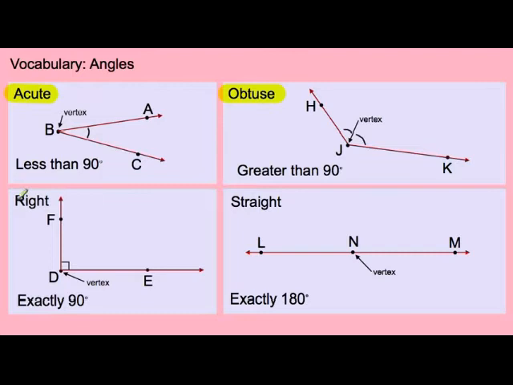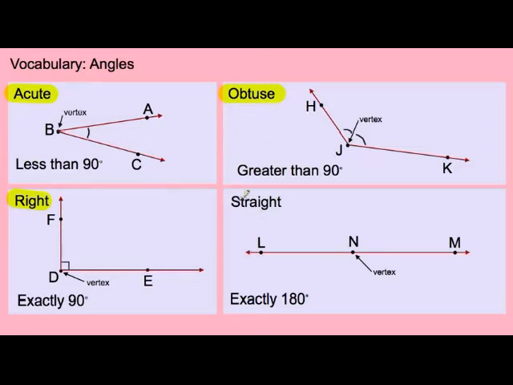Next is a right angle. And in a right angle, you'll see this little square inside the angle, and that tells you that that is a perfect right angle. So if you see that, we're dealing with a right angle. And a right angle is exactly 90 degrees. And then the vertex is, again, right where the two rays come out of.